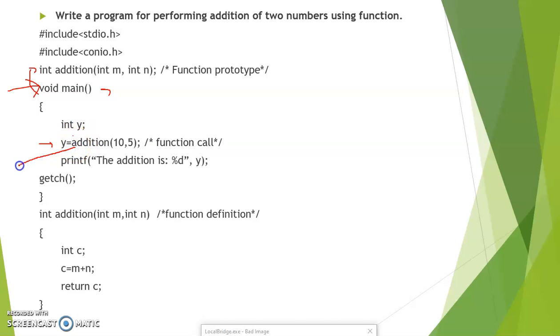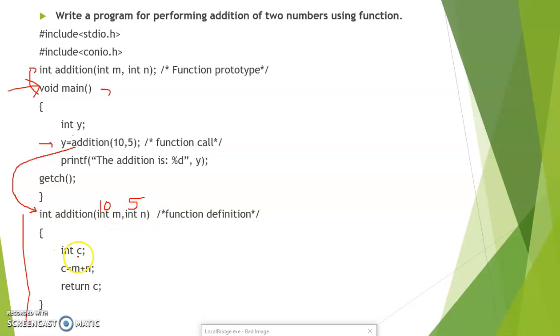Then at this point control will come to the function, because you have called that function and you have written the definition of the function here. So control comes at this point. What is written here? Integer addition int m, int n. Now, what are the parameters of the addition function? 10 and 5. Here integer m is 10 and integer n is 5. So m equals 10, n equals 5.